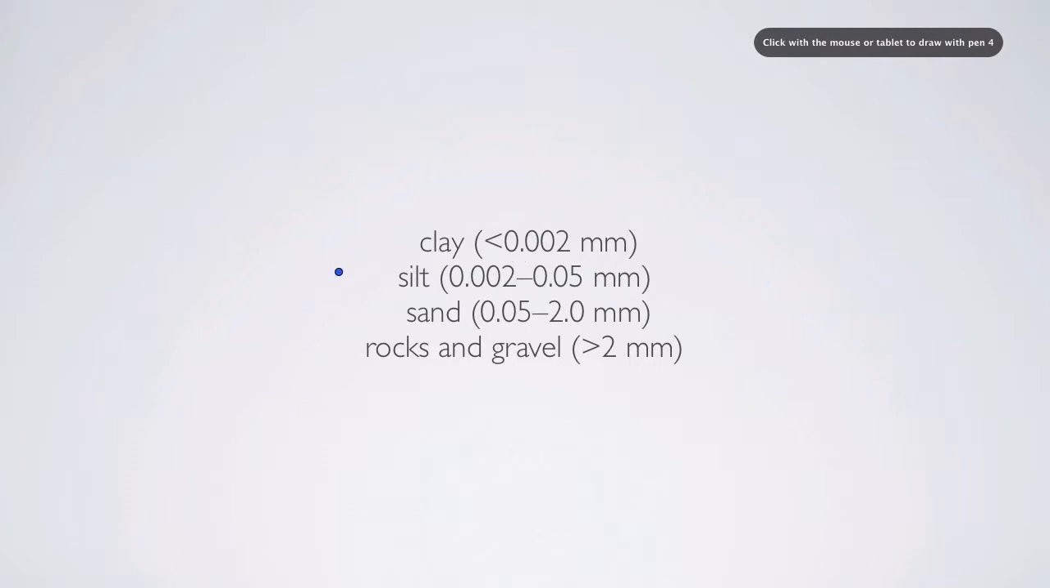So here we have 4 different classes of particles based on their size. Anything greater than 2 millimeters is considered rocks or gravel. And then we have sand, silt, and clay, which differ also in their size. Sands go from anywhere from 0.05 to 2 millimeters in diameter. Silt is an order of magnitude lower than that. And then clays are things less than 0.002 millimeters, which is a very, very small particle size.